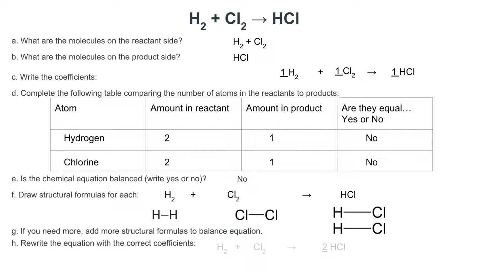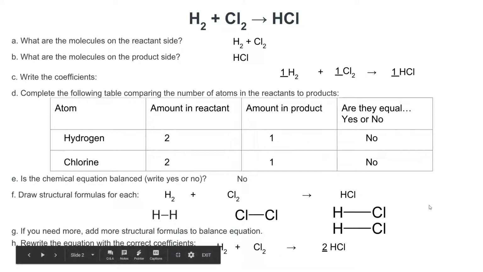So now I'm going to rewrite the equation to the following. H2 plus Cl2 yields to make 2 HCl. Remember, we can only change the coefficients, never the subscripts.